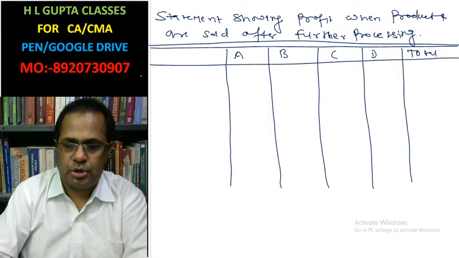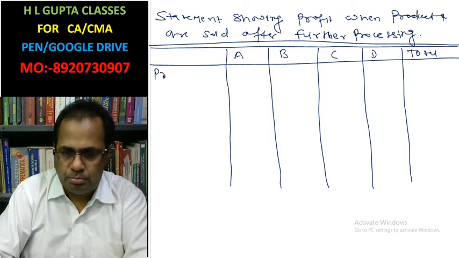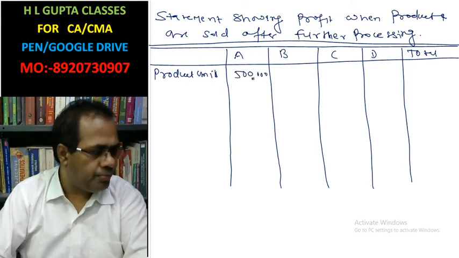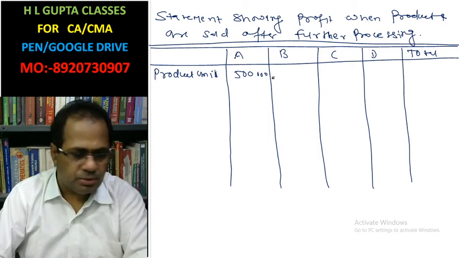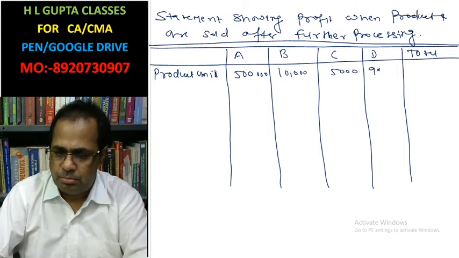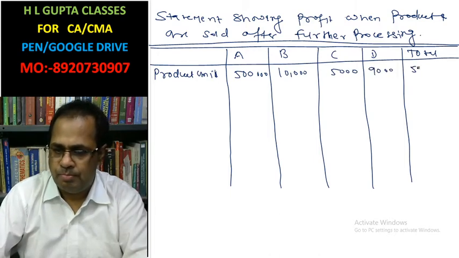You write here products, units: 5 lakh, 10,000, 5,000, 9,000, 10,000, 5,000, 9,000, total 5,24,000.